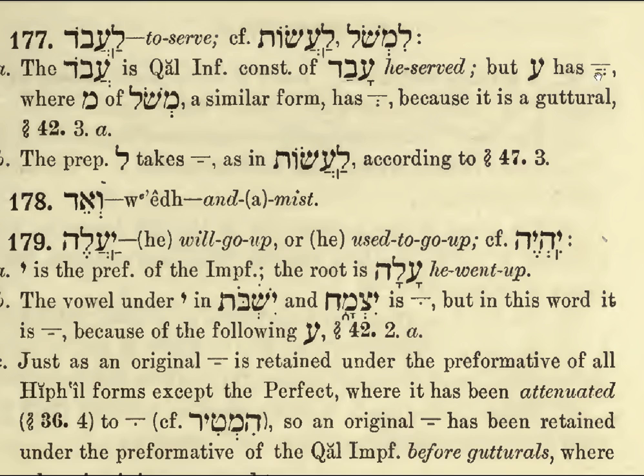But the ngayin has this short vowel, where the mem of mshol, similar in form, has the shva. That's because it's guttural, and so it has a slightly longer vowel. The preposition lamed takes the patah, langasot. Ve'ed, and a mist. Yangale, he will go up, it will go up, so a mist will go up, or used to go up.